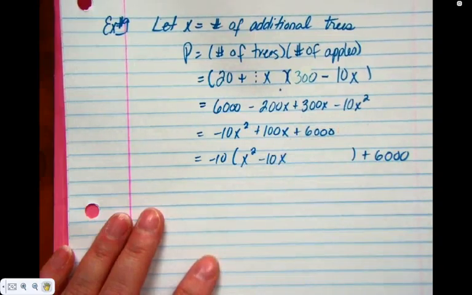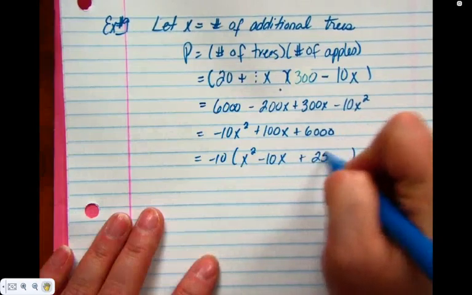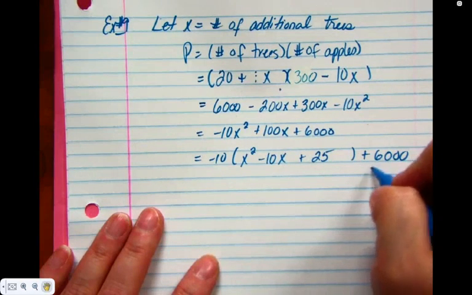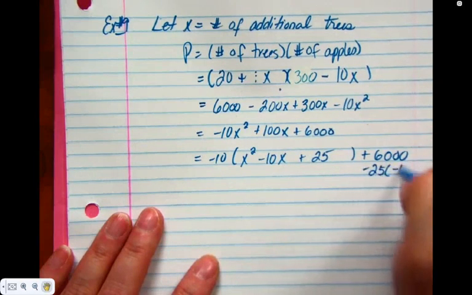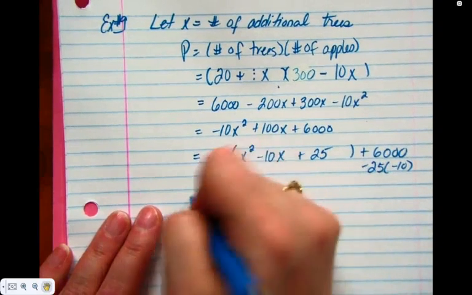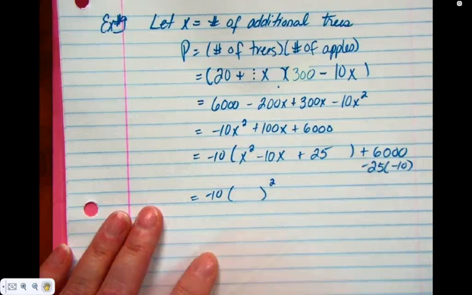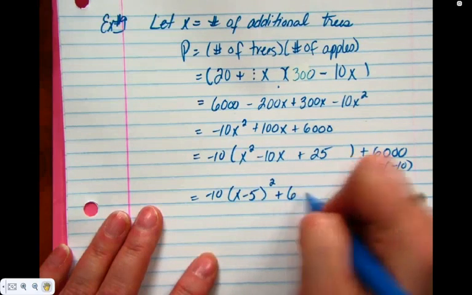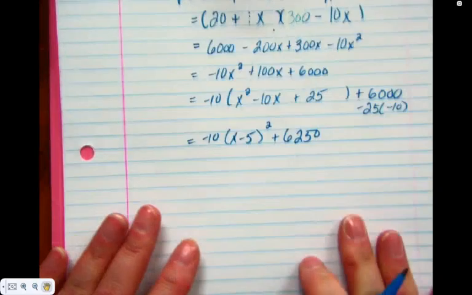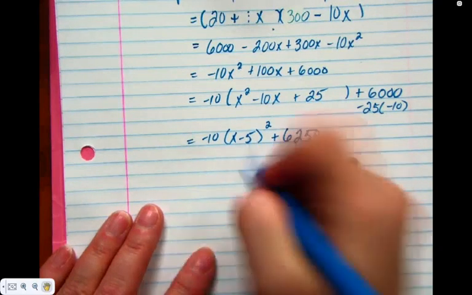Confirmed so far? Magic number? Balance? Negative 10, x minus 5 squared, confirm so far? Vertex?